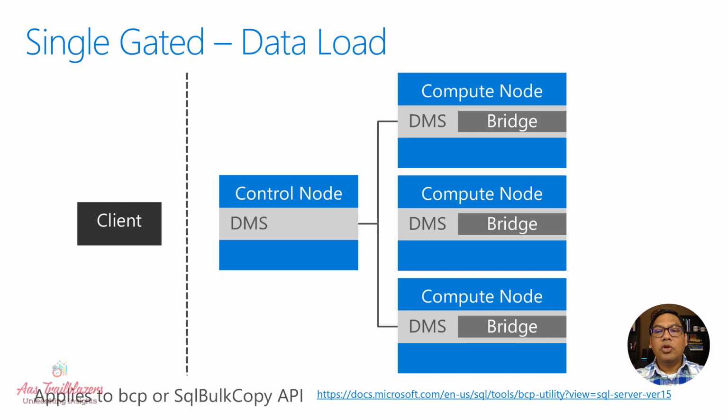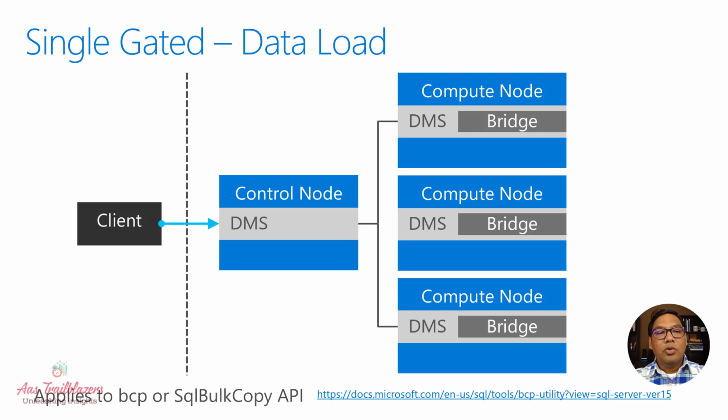On a high level, there are two approaches for data ingestion in Synapse SQL pool: single gated and parallel data load. In a single gated approach, a client connects to the control node and starts loading data in bulk. Then the control node moves that data across all the compute nodes based on the distribution type that we have defined.